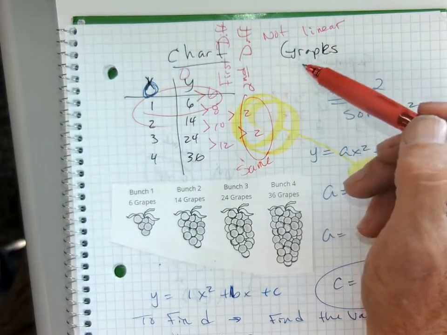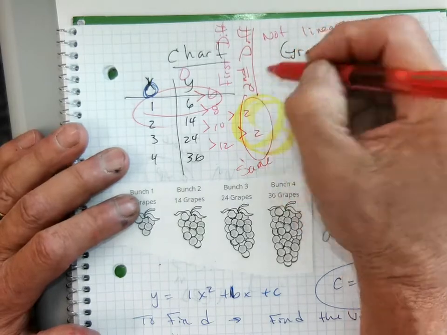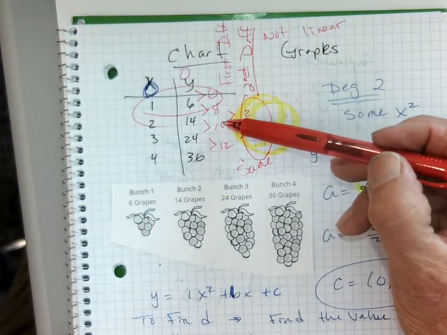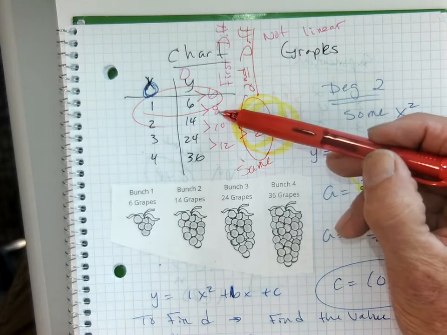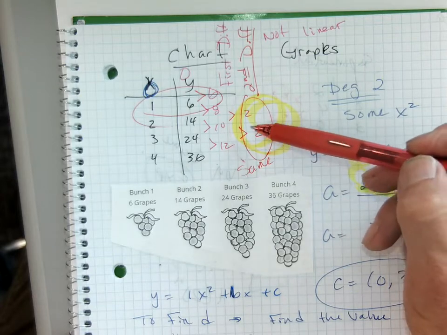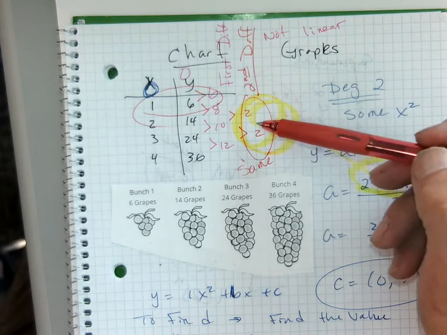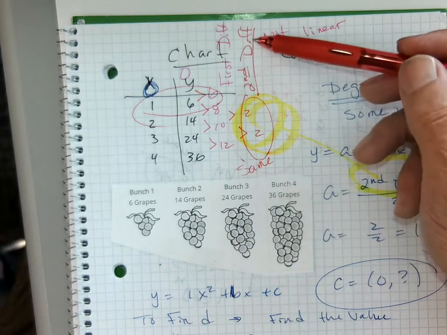So then I do it again. Now I'm looking for the second difference. So I'm subtracting your first difference numbers. So 8 from 10 is 2. 10 from 12 is 2. So the second difference is 2. Now, since these are the same, then I know that it's the second difference.